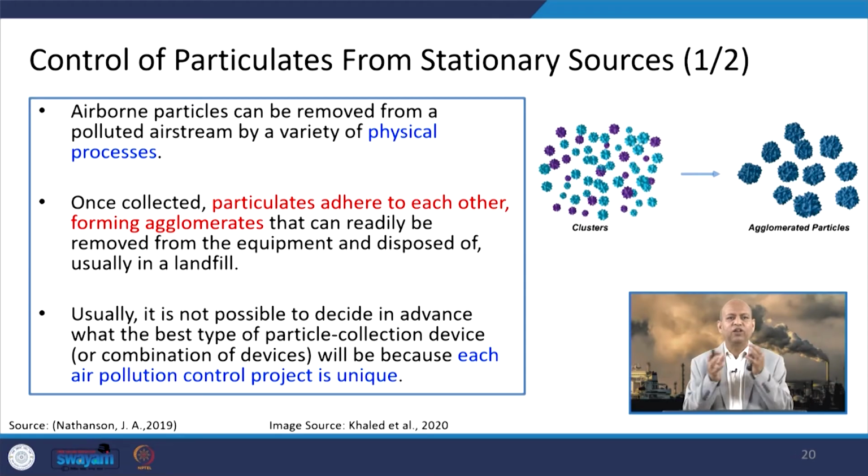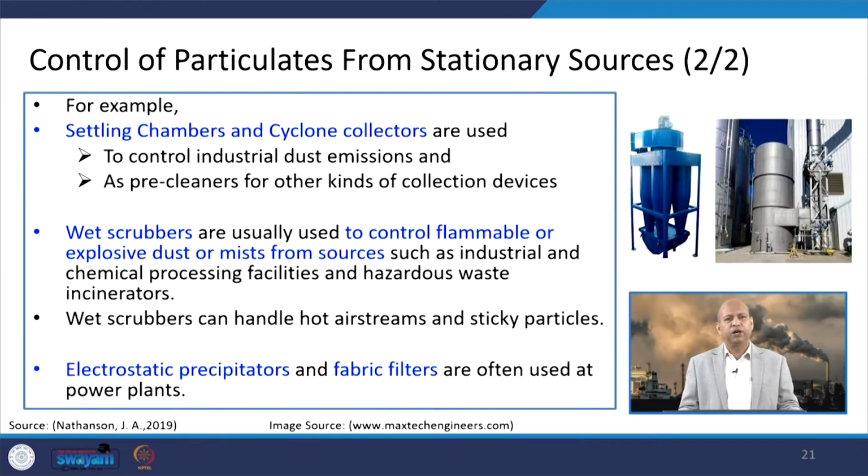So, they can form agglomerated large-size particles, and it is easy to remove them, or they can settle down by gravity also. So, these are the ways, but as you know, each air pollution control project is a unique one. So, we cannot apply one kind of device everywhere. Okay. And we have to see what kind of particle size is there, what kind of particle density is there. So, that way you have to design a particular system to control the particulate pollution.